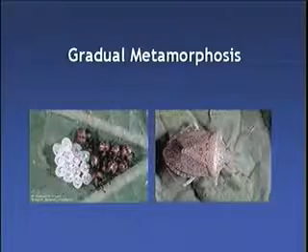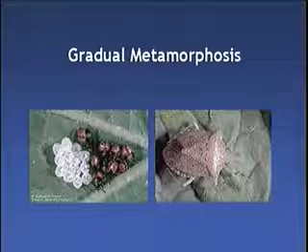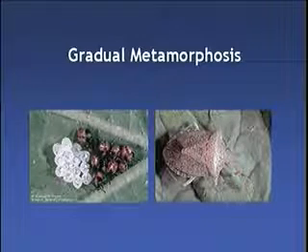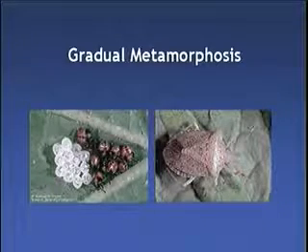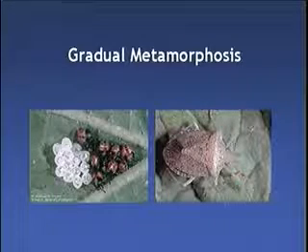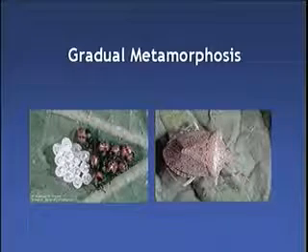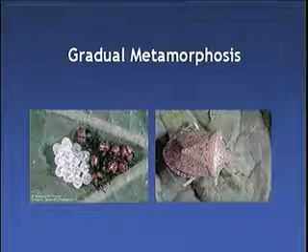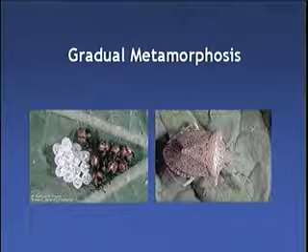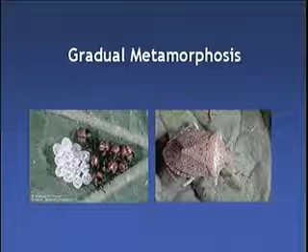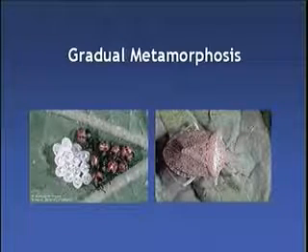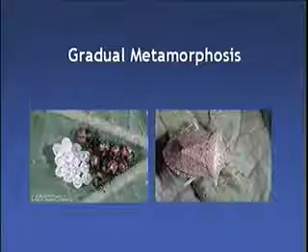Here's just a picture of what gradual metamorphosis might look like with real insects. This happens to be one of the stink bugs, and you can see eggs over there on the far left. You can see some little nymphs in the middle there, all clustered together. They probably just emerged from those eggs. They would get larger and go through a few more instars, and then you see the adult over on the right.